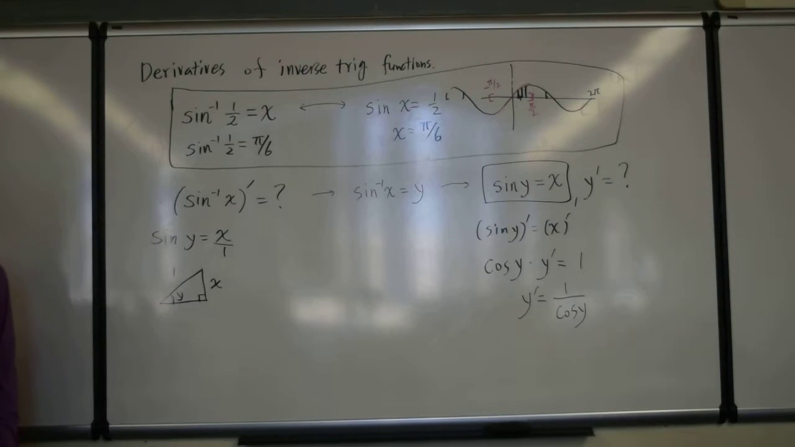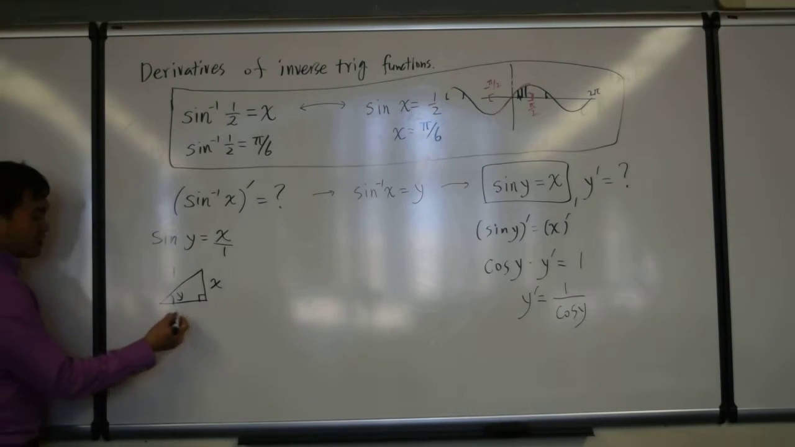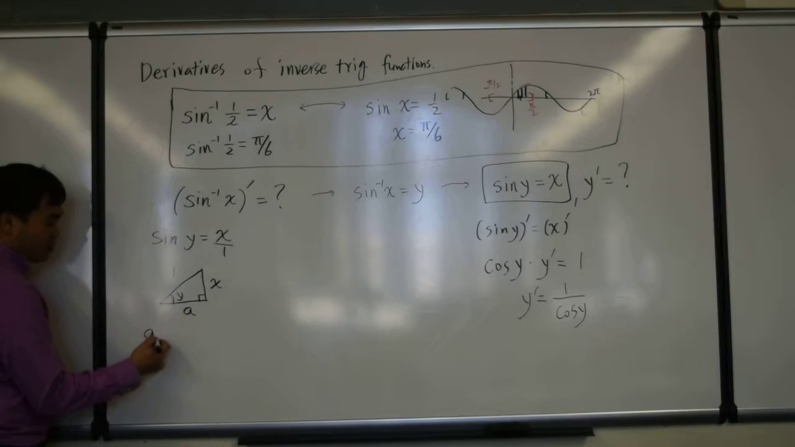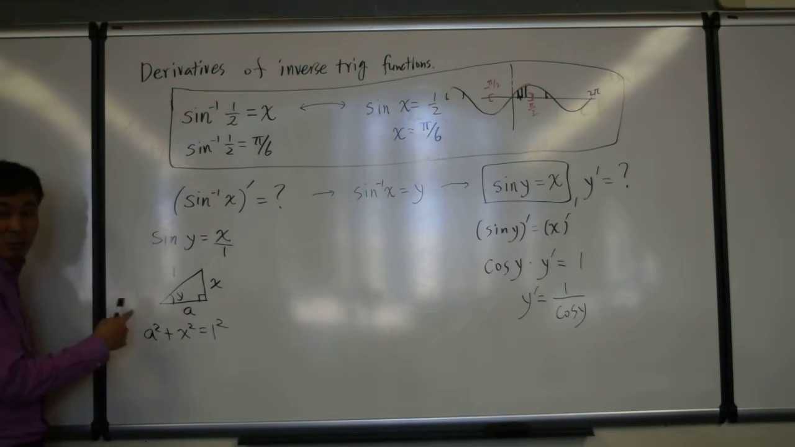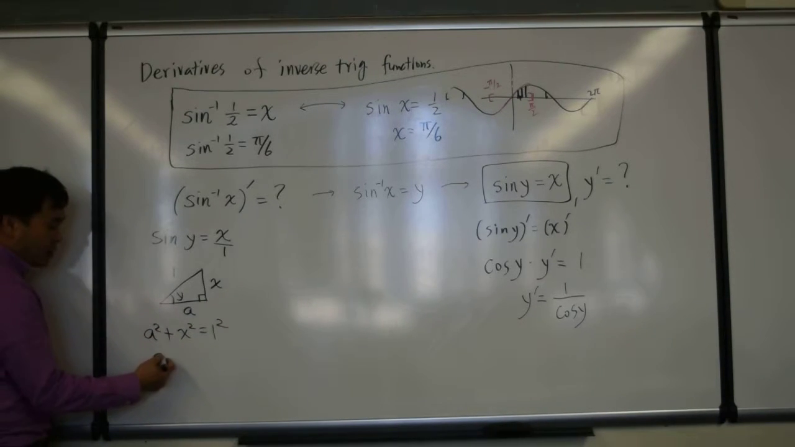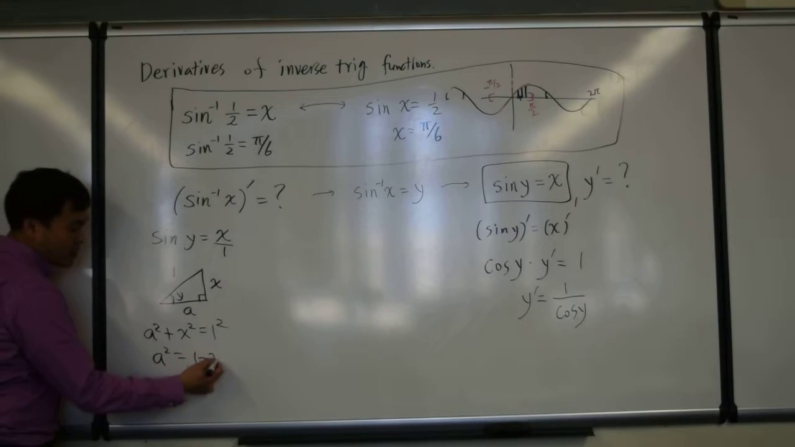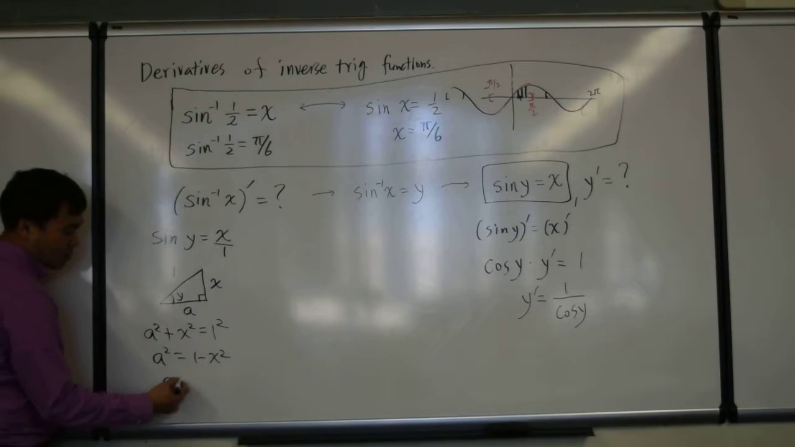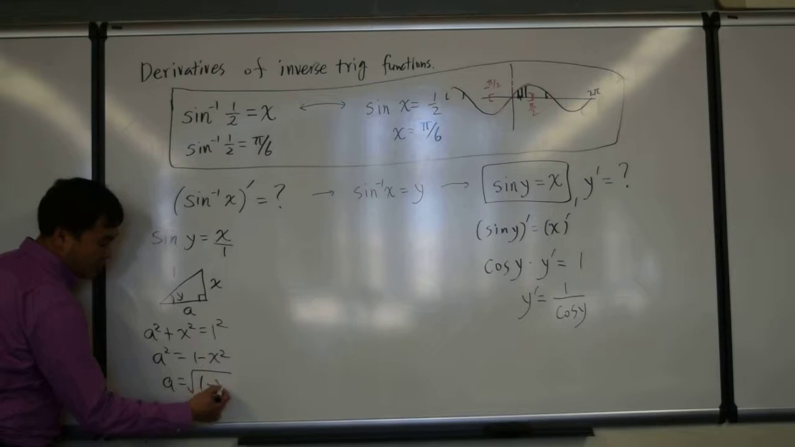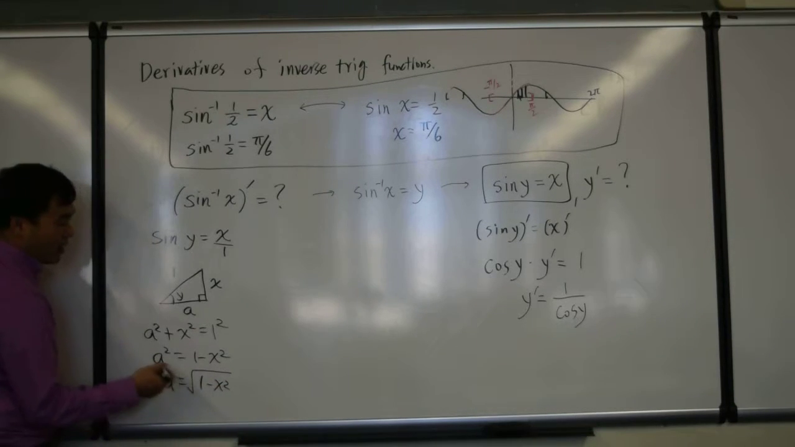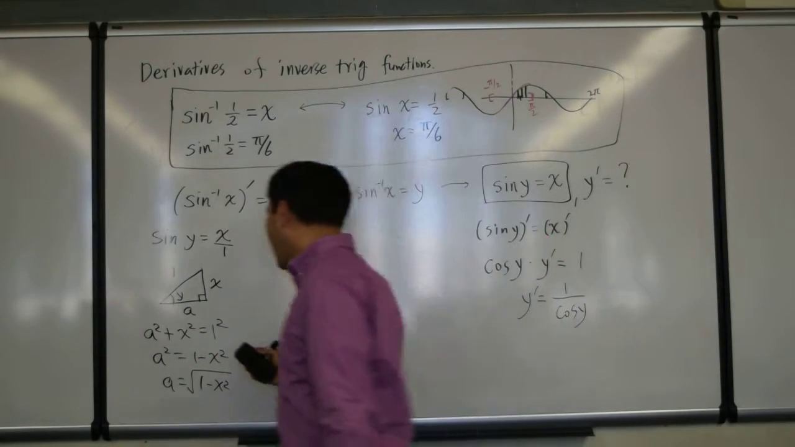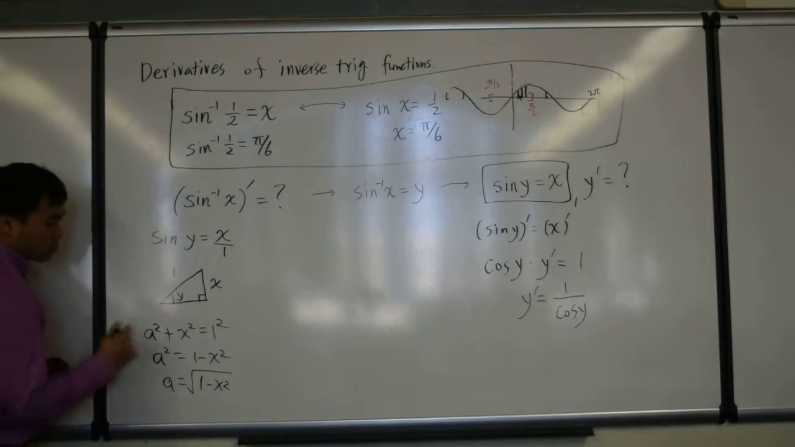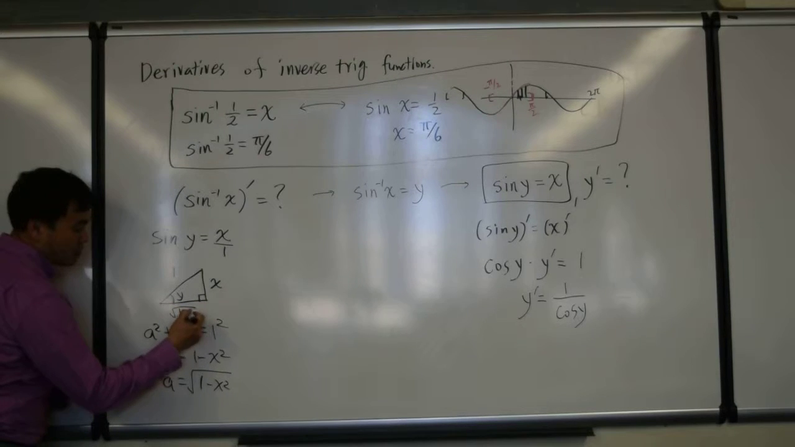You can use the Pythagorean theorem, right? So if I just say this is a, then a squared plus x squared equals 1 squared. a squared plus b squared equals c squared. That's the Pythagorean theorem, right? And therefore a squared is 1 minus x squared. And take the square root, you get square root of 1 minus x squared. So that's your a. So then I can replace this a by square root of 1 minus x squared.